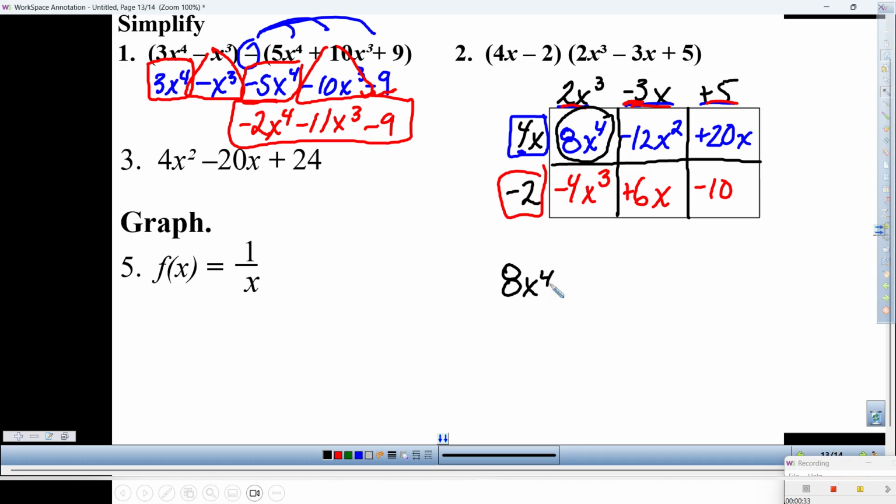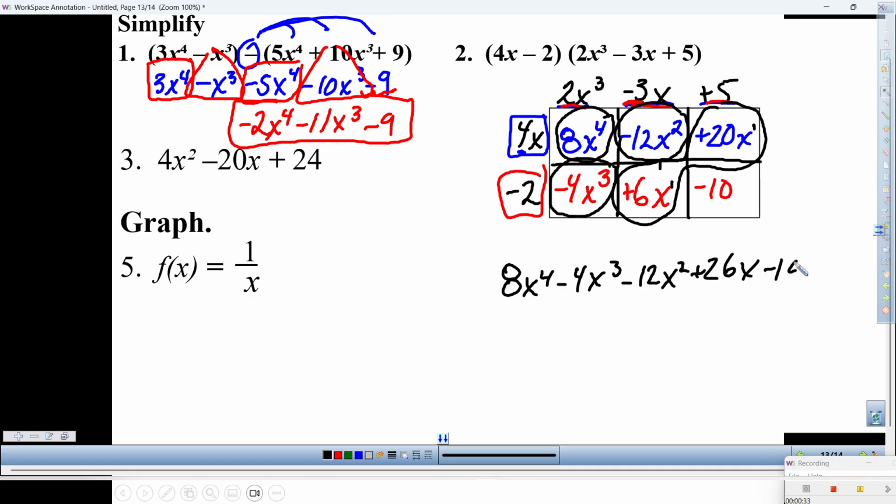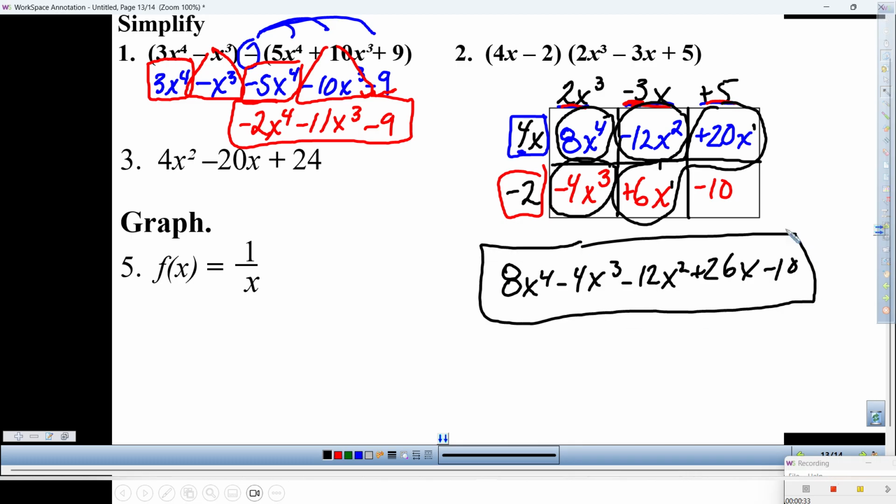What would be my next degree? The third. Is there another third degree? No, so I write negative 4x cubed. What's my next one? The second. Is there another second degree? No, negative 12x squared. First degree. This one and this one. Can we combine these? Yes. What is 20 plus 6? 26x. And then at the end, bring down the 10, and we are done. Whew. Love these.